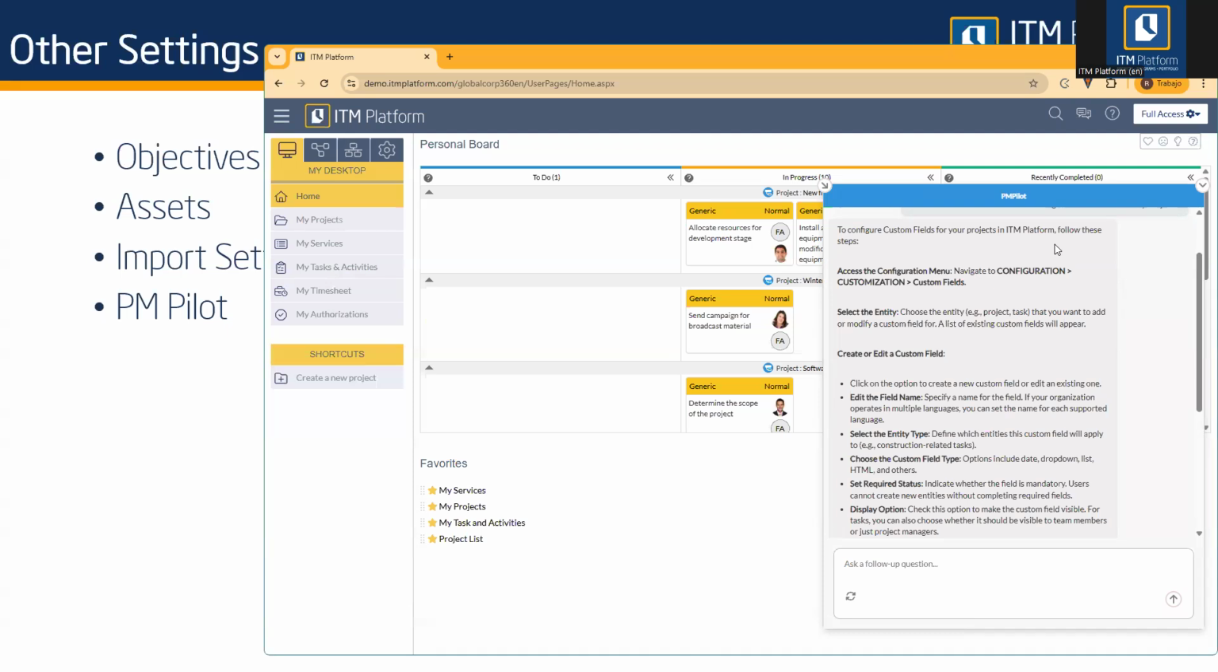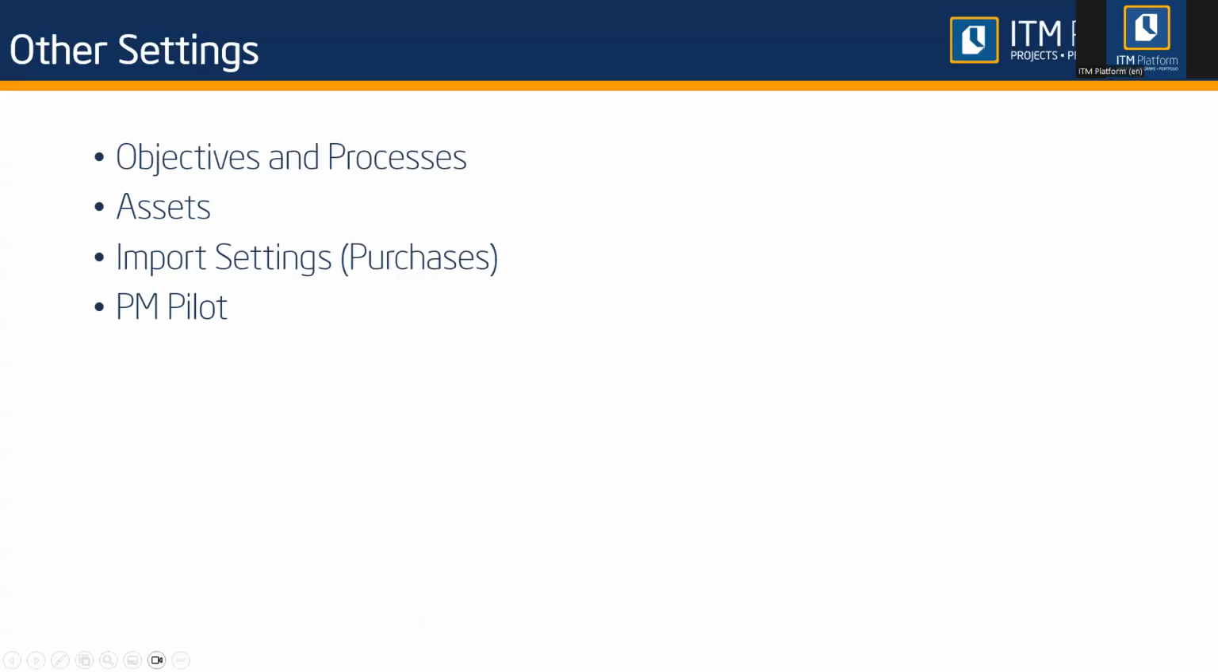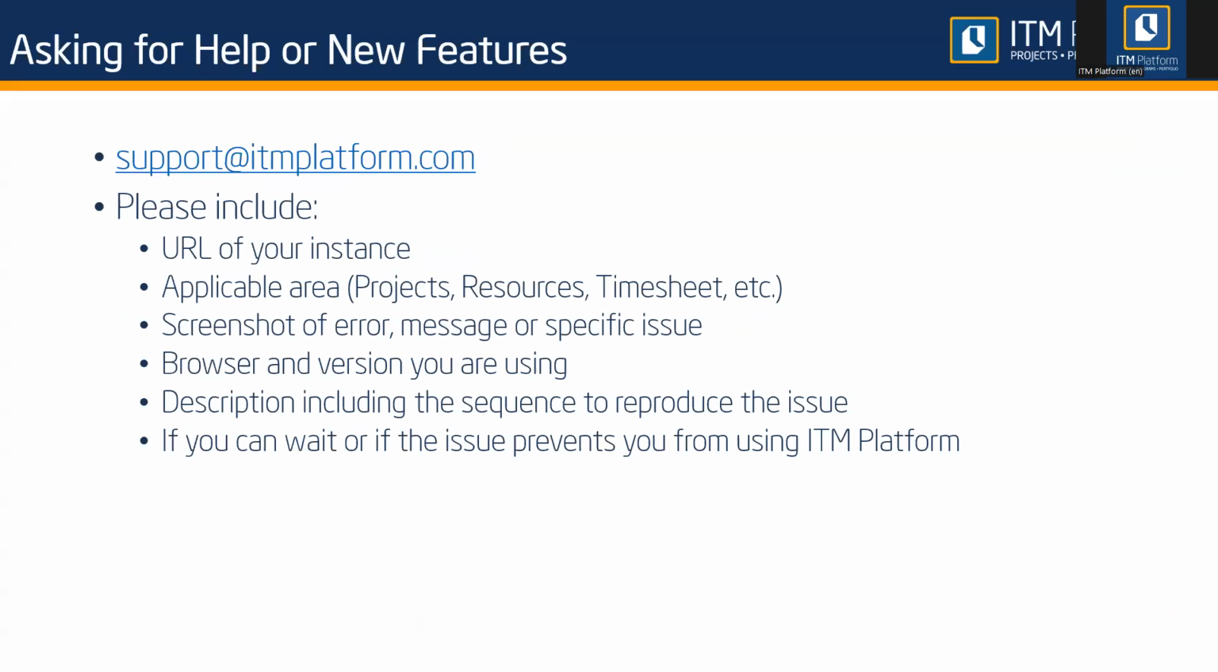Okay. Now, PM Pilot does not know it all. We know that from time to time, you might need some help. You might need to ask us some questions around the system, or maybe you are experiencing problems, or maybe you just simply want to ask for new features. Okay, so we have some recommendations around that. The first is, if you need our help, please write us an email to support@itmplatform.com. Okay, we will address any need from your email.